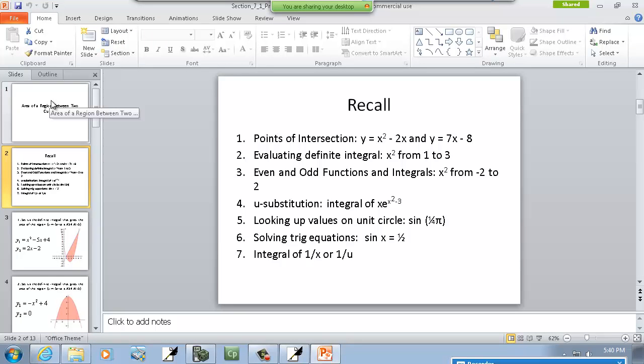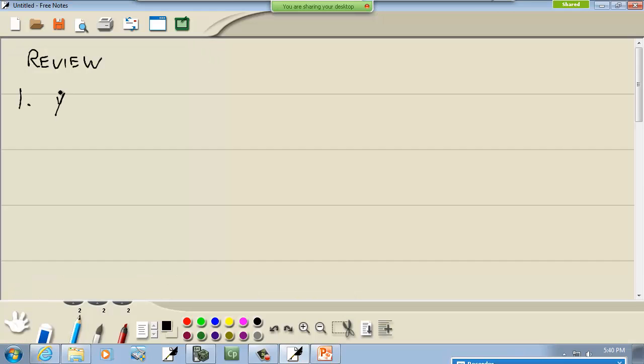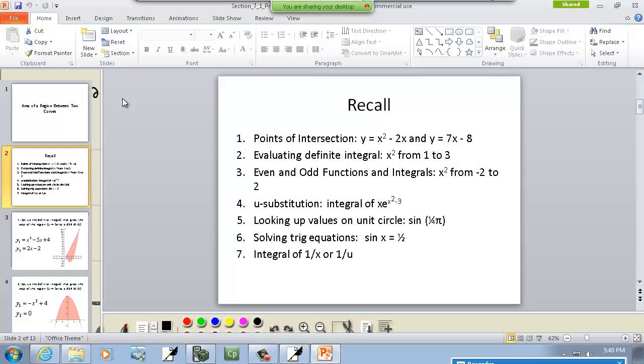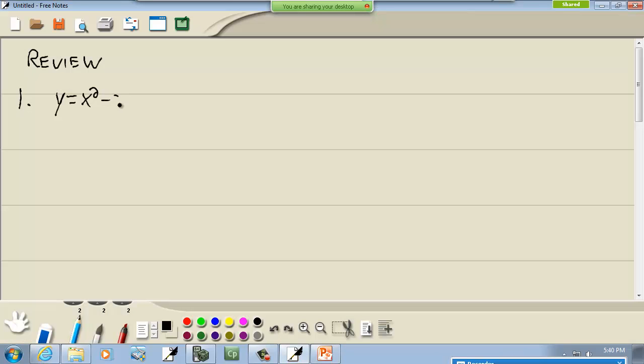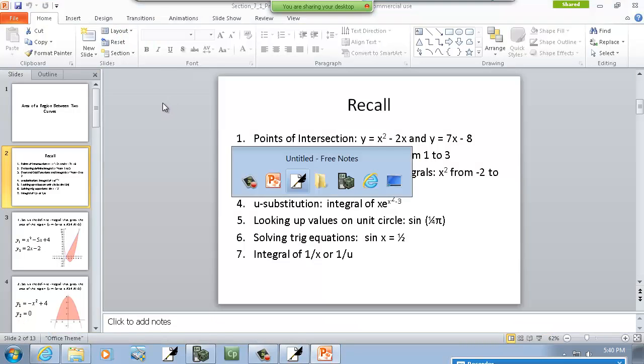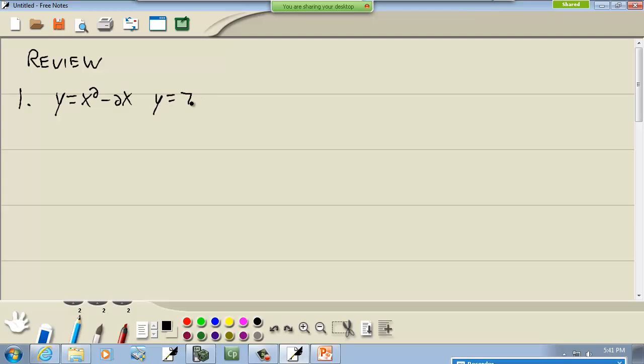The first one's asking us to find the points of intersection between y equals x squared minus 2x and y equals 7x minus 8. For points of intersection, these are both solved for y, so that gets us going in the right direction. We basically set x squared minus 2x equal to 7x minus 8.